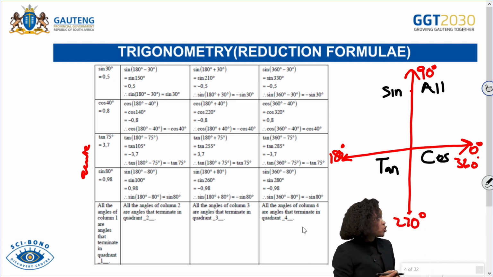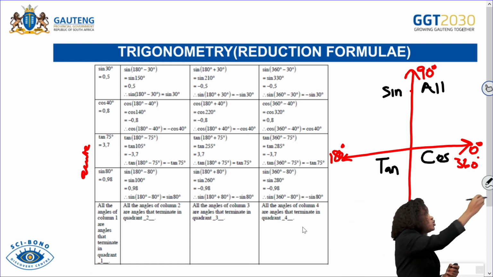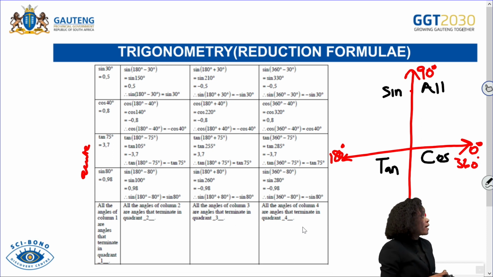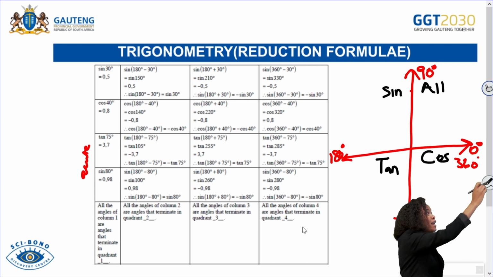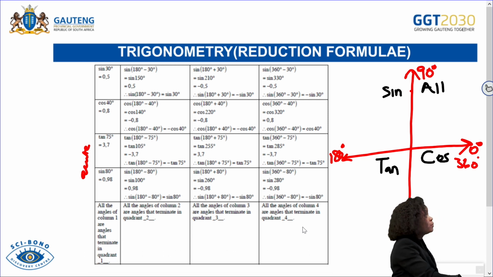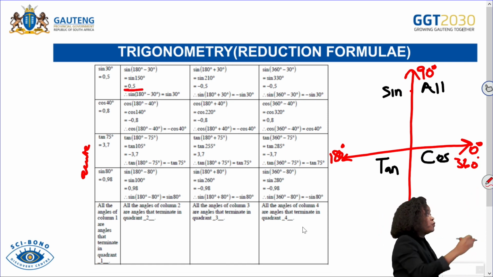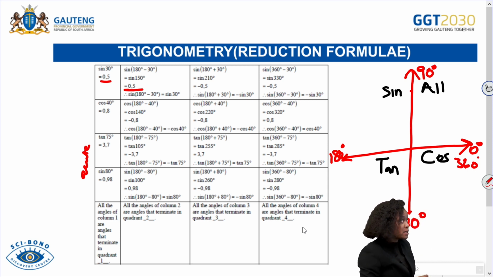So let's look at the first column. Substitute sine 30 into your calculator, you will get 0.5. And if you substitute 180 minus 30 in your calculator, you'll get sine of 150 degrees. If you punch sine 150 degrees into your calculator, you will still get 0.5, which is the same as the 0.5 that you get when you say sine of 30 degrees.